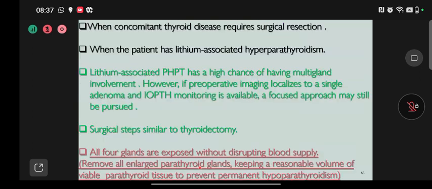When concomitant thyroid disease requires a surgical resection, and when the patient has lithium associated hyperparathyroidism, lithium associated PHPT has a high chance of having multi-gland involvement. However, if preoperative imaging localizes a single adenoma and IOPTH monitoring is available, a focused approach may still be pursued. Surgical steps are similar to thyroidectomy, as already explained for the focused one. All four glands are exposed without disrupting the blood supply. Remove all the enlarged parathyroid glands, keeping a reasonable volume of viable parathyroid tissue to prevent permanent hypoparathyroidism. That is around 30 to 50 milligrams.